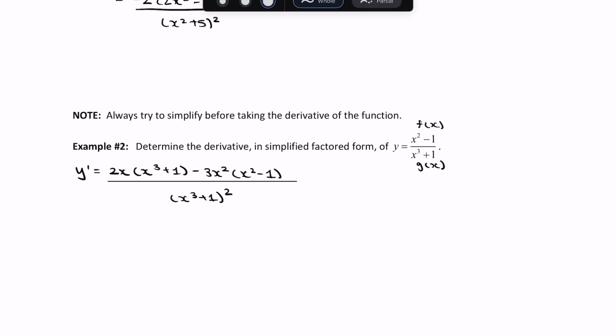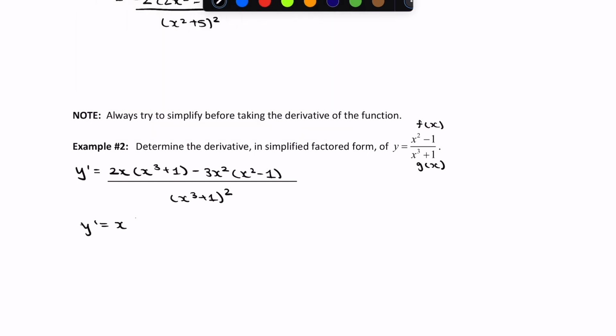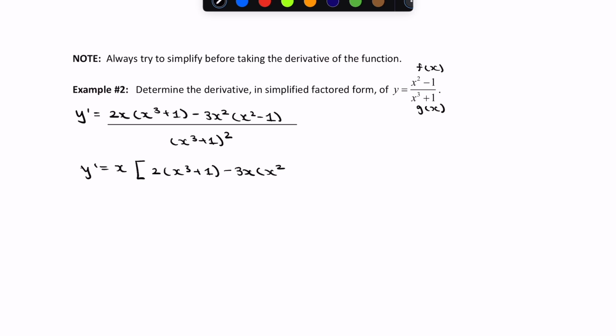Okay, so here, first thing we can do is factor out a common factor of x to give us y prime is equal to x, square brackets, 2 times x cubed plus 1, minus 3x times x squared minus 1, all over x cubed plus 1 squared.